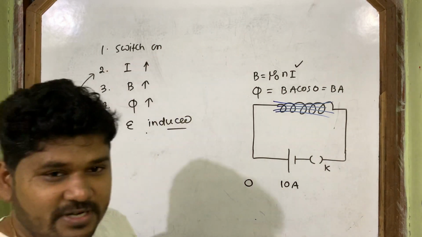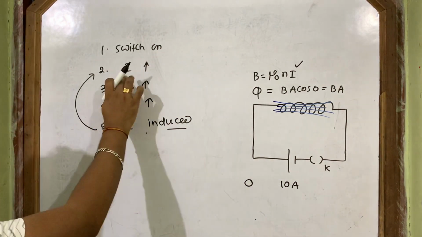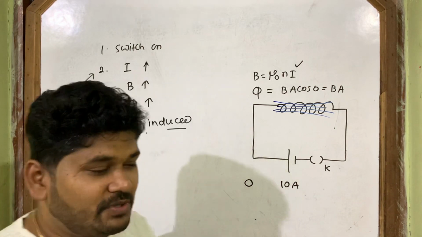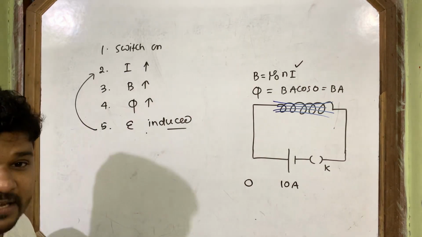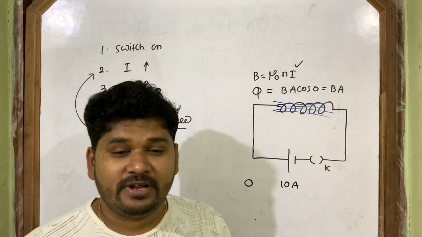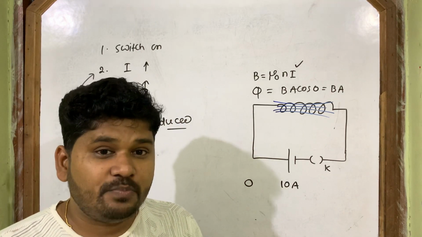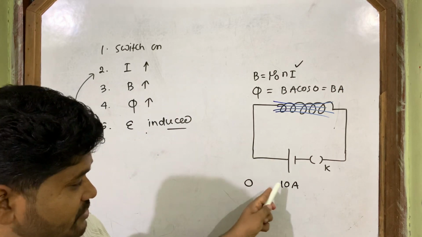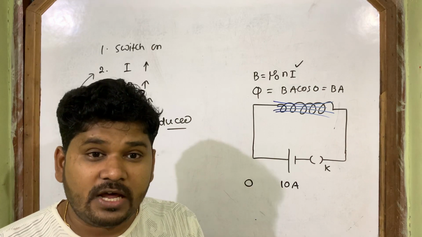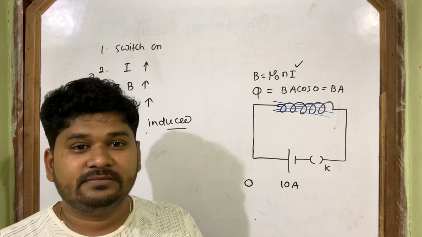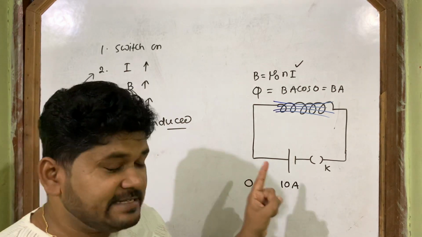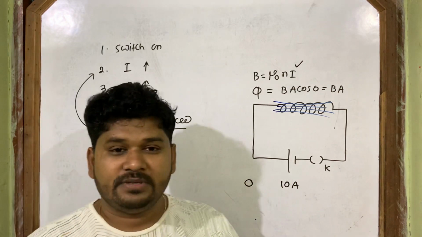We can't say switch on. So its very cause is the current increase. According to Lenz, this induced EMF will oppose the increase of current. Oppose means how? Current increases from 0 to 10 ampere, 0 to maximum value. How will it oppose the increase of current? It will not allow the current to increase easily from 0 to 10 ampere.